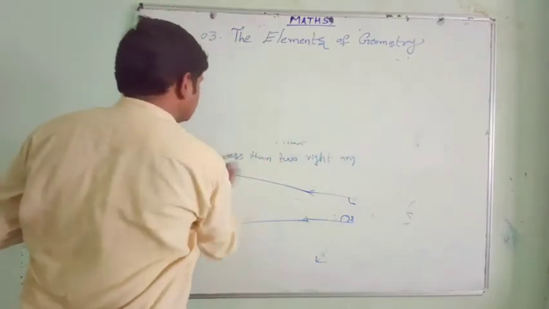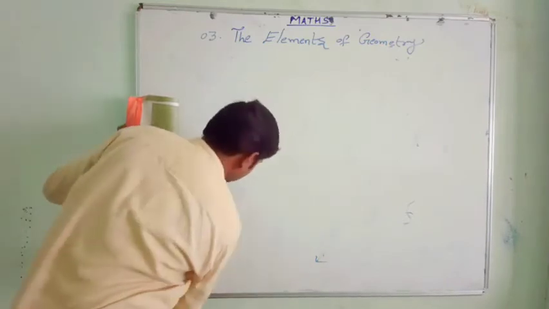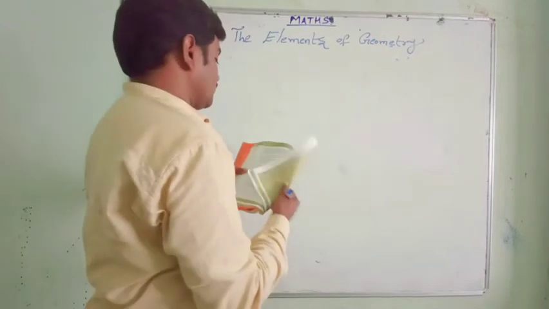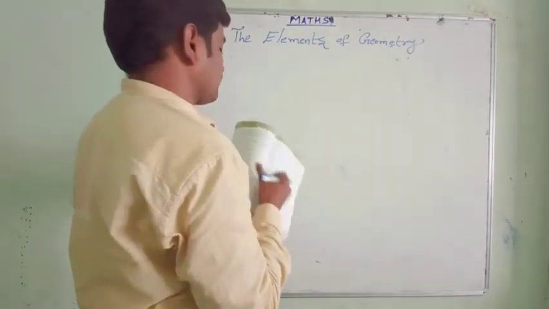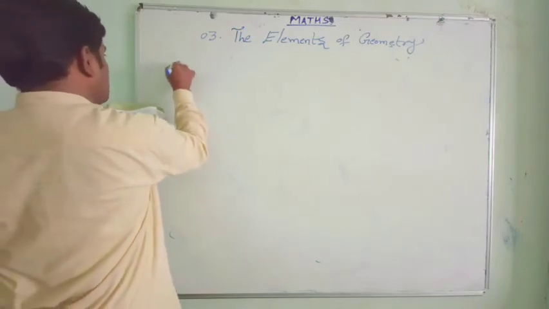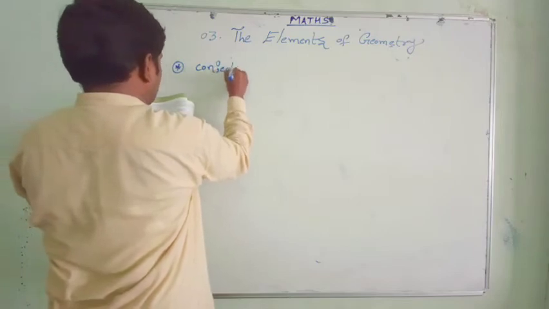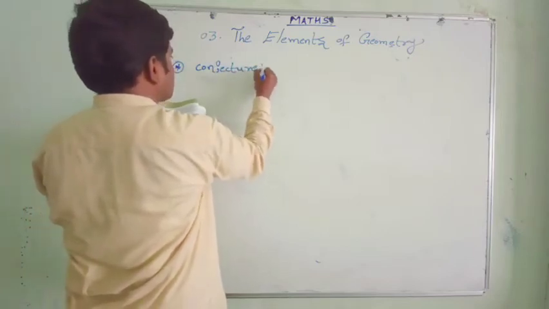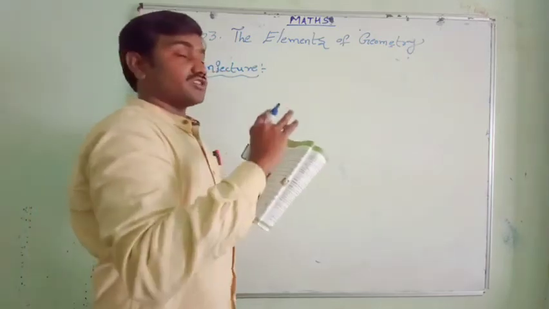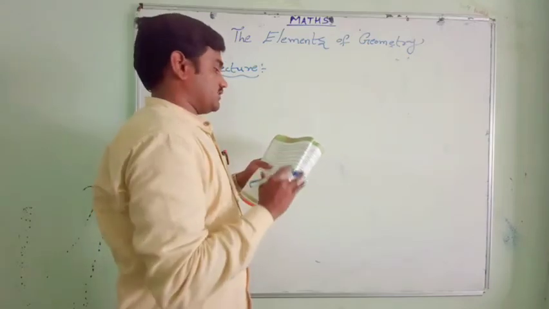About the conjecture, it is already there in the textbook, and we have one question about the conjecture in the exercise also. There I won't explain again. You have to listen here.